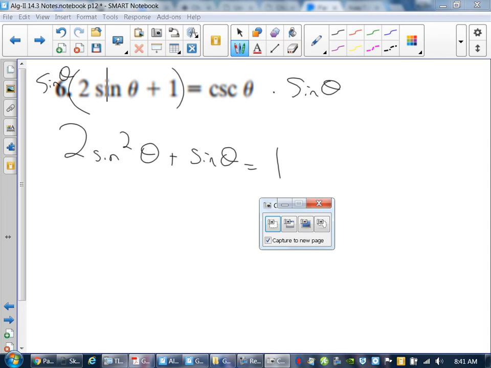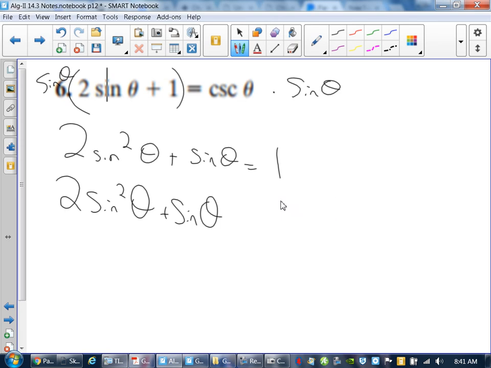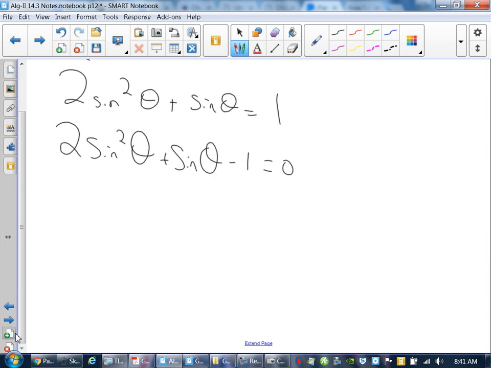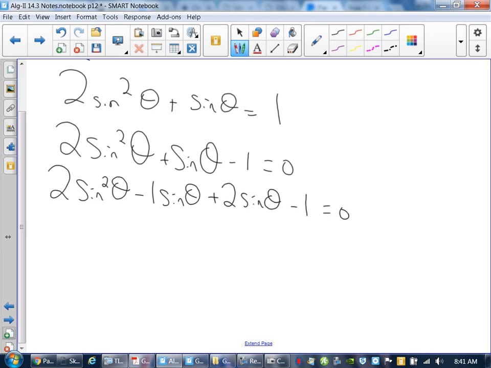Subtract the 1. What times what is negative 2, and you add together to get positive 1? A negative 1. So we get 2 sine squared minus 1 sine plus 2 sine minus 1. What I'm doing here is I'm setting us up to be able to factor by grouping.